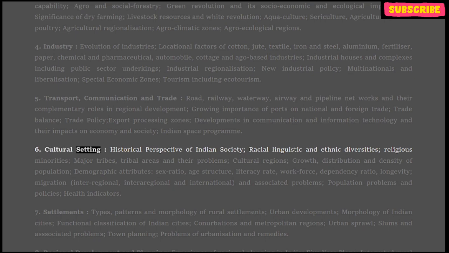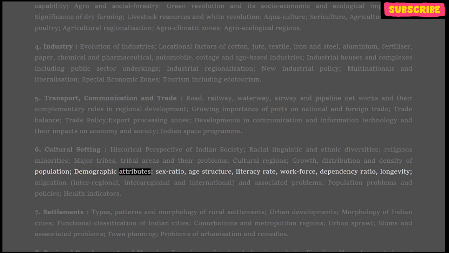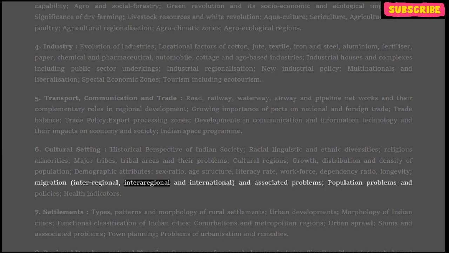6. Cultural setting. Historical perspective of Indian society, racial, linguistic and ethnic diversities, religious minorities, major tribes, tribal areas and their problems, cultural regions, growth, distribution and density of population, demographic attributes, sex ratio, age structure, literacy rate, workforce, dependency ratio, longevity, migration, interregional and international, and associated problems, population problems and policies, health indicators.